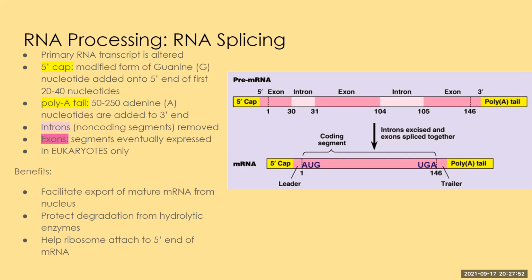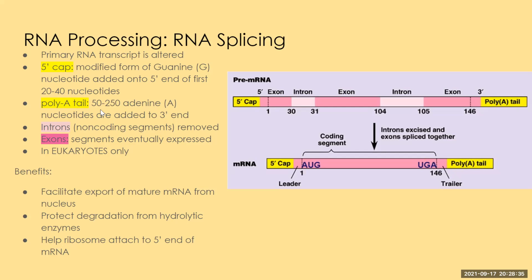So, in order for this RNA to survive the transportation, it must be given protective gear. So the first thing that is added is the 5' cap. The modified form of guanine nucleotides, which are added to the 5' end of the first 20 to 40 nucleotides. So the 5' cap is basically a bunch of guanine molecules which are added to the front or the 5' side of the mRNA. And they're added to protect the mRNA.